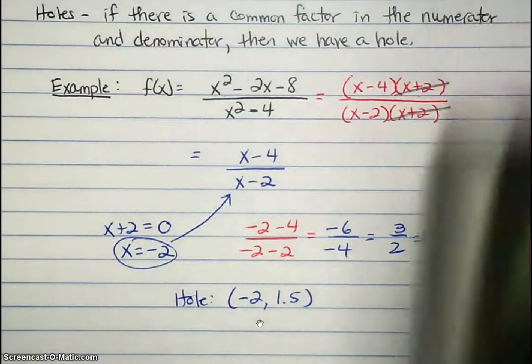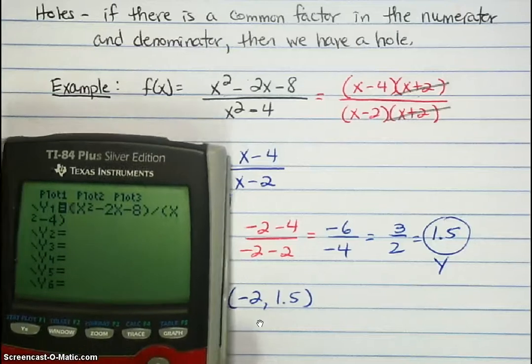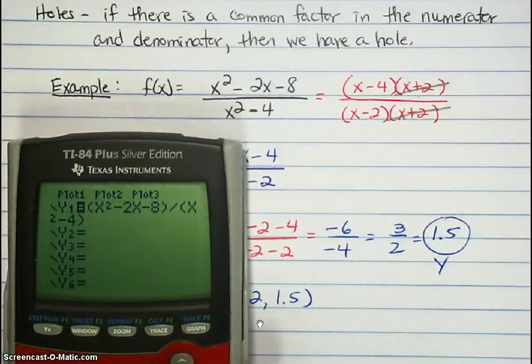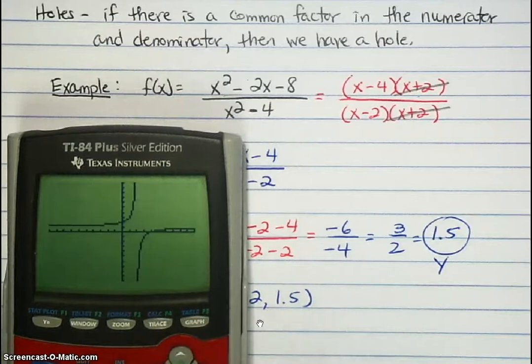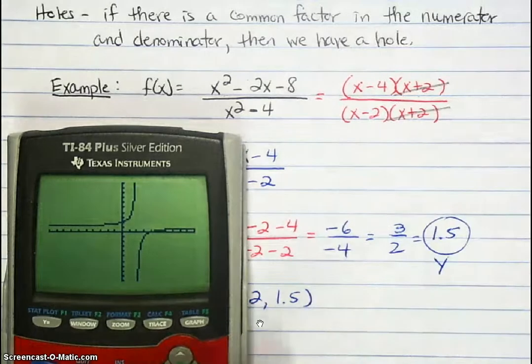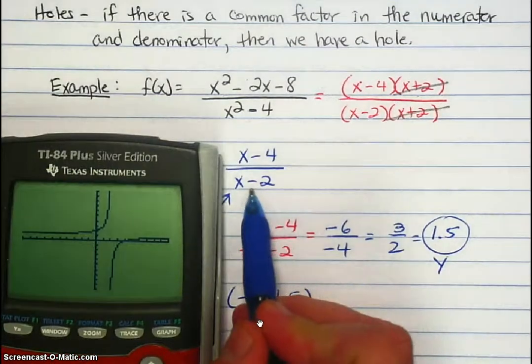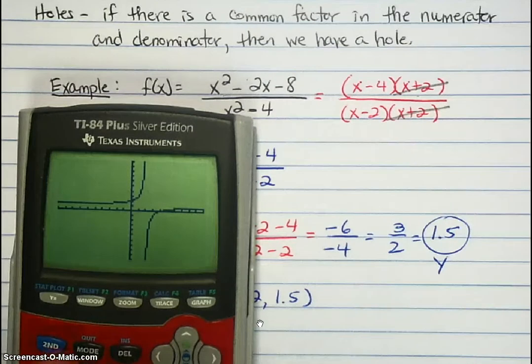Now, if you're looking at your graphing calculator, let me show you this. If you type this into the graphing calculator, the original function, x squared minus 2x minus 8, divided by x squared minus 4, and we graph it, our picture looks like this. Okay. Notice we're probably going to have a vertical asymptote in here, which we should, because I still have this x minus 2 there, and I could get a vertical asymptote out of that. But what I want to show you is this.